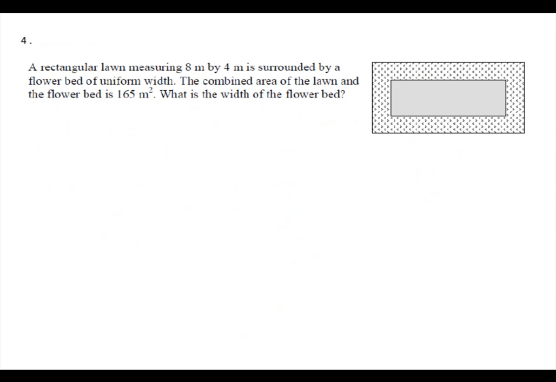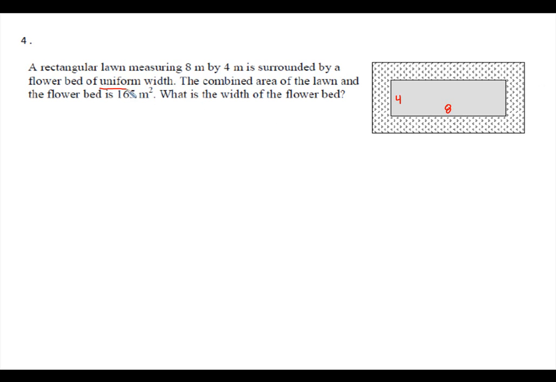All right, so let's take a look at number 4 here. It says a rectangular lawn measuring 8 by 4. So this is our lawn right here. It's 8 by 4, and it is surrounded by a flower bed of uniform width. Uniform width means that it is the same width going all the way around.